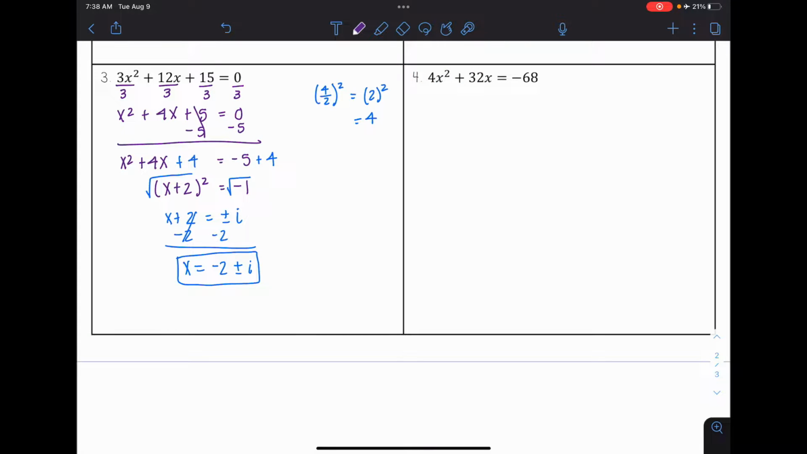So here I have 4x squared plus 32x is equal to negative 68. Here they actually already moved my c term, so I don't have to worry about that step. I have my x squared and x term already by itself on one side. However, I have a number in front of x squared, so my first step here is I need to divide 4 from every single term. So when I do that, I get x squared plus 8x is equal to negative 17.